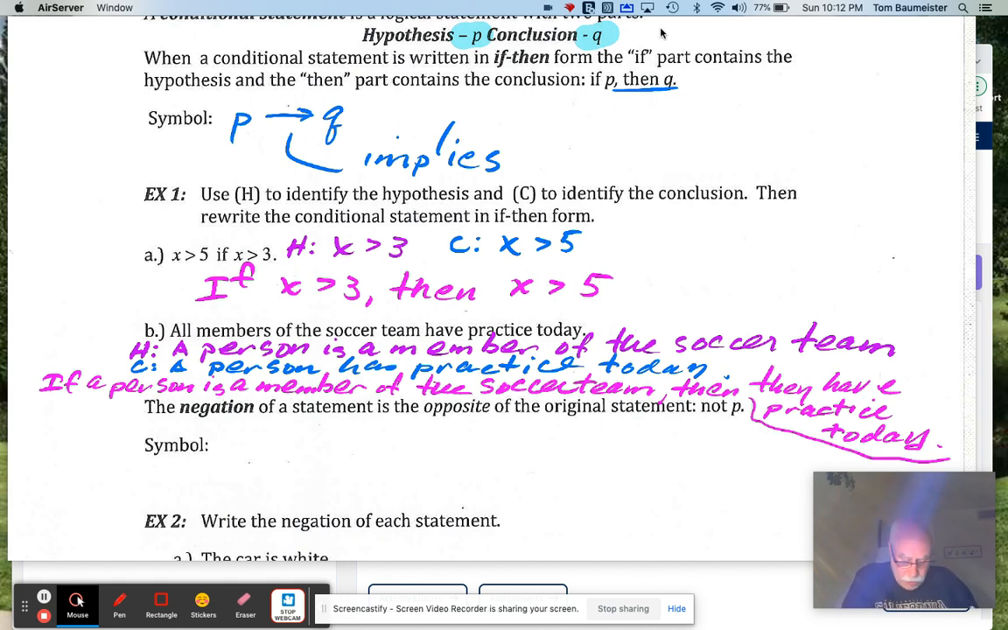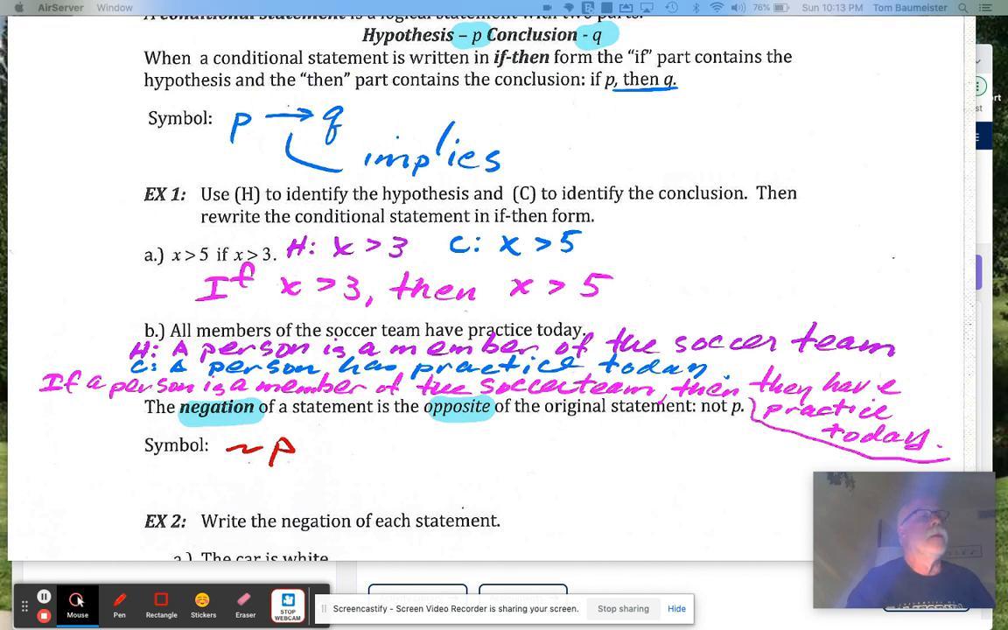Let's see, the negation. So the negation of a statement is the opposite of the original statement, and that one we call not P. So again, symbolically, we would use a squiggle, P. So the squiggle is telling you not P. All right.